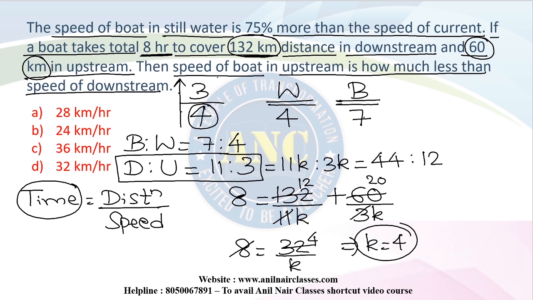What is it that they are asking? Speed of the boat in upstream, that means upstream speed is how much less than downstream speed. That means they are basically asking you the difference between upstream speed and downstream speed. The difference is 44 minus 12. It is 32 kilometers per hour, which is option D, right?